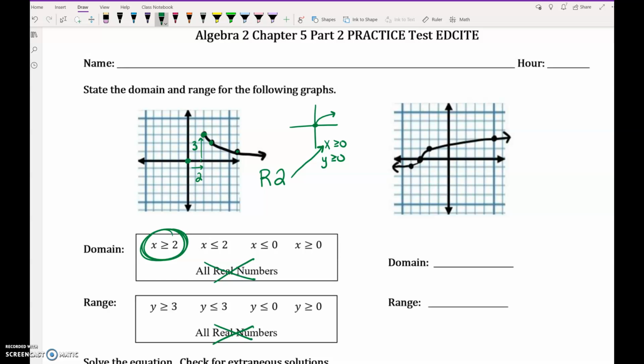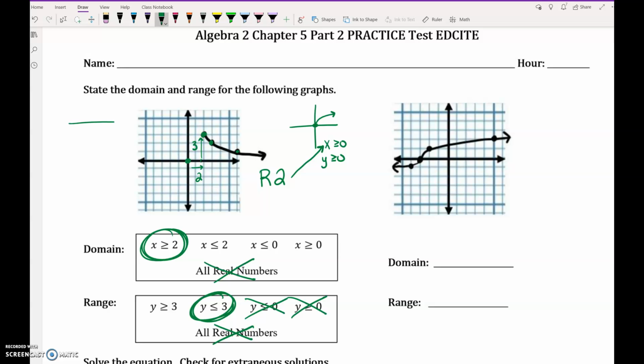So what do you think the range is going to be? It's not going to be the 0 because it moved up 3. Y is less than or equal to 3 because not only did it move up 3, it also flipped this graph over. So this first point has a y value of 3. The next point has a y value of 2. The next point has a y value of 1. Those y values are decreasing.